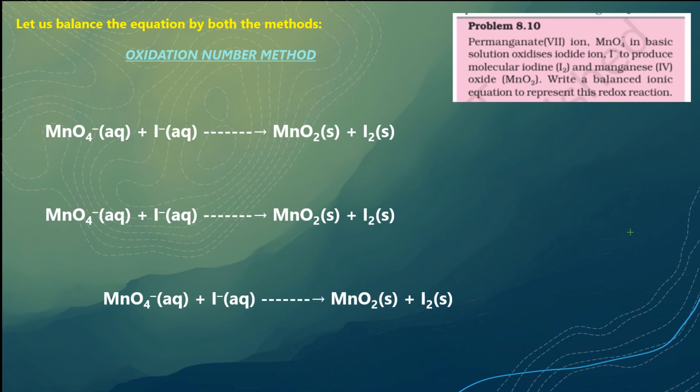Now let us balance this equation. Since we have done both the methods, there is another equation for practice. Let us balance this by both the methods. First is oxidation number method. The equation I have taken from this problem 8.10 of NCERT. Permanganate ion MnO4 minus is reacting with iodide ion I minus and giving MnO2, manganese dioxide, and molecular iodine, that is I2.